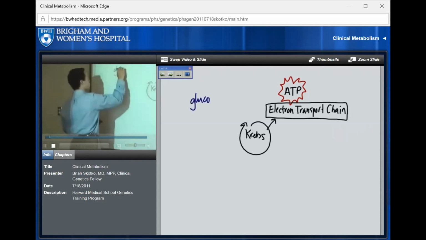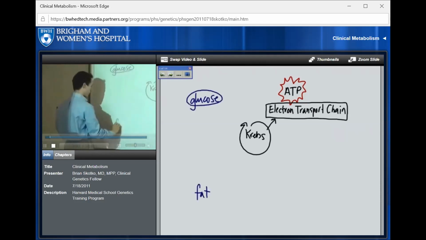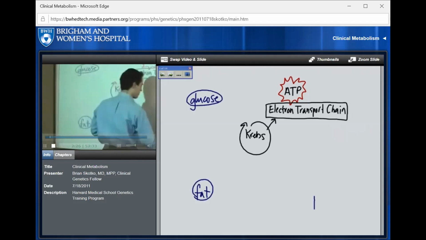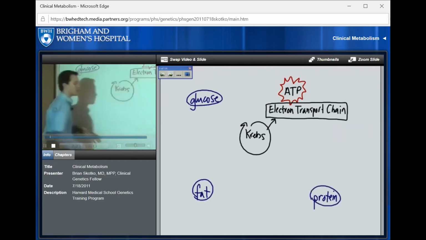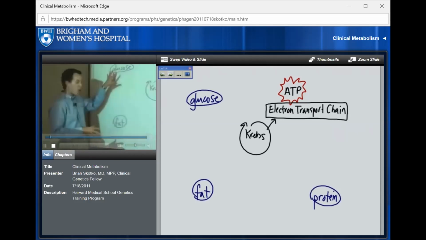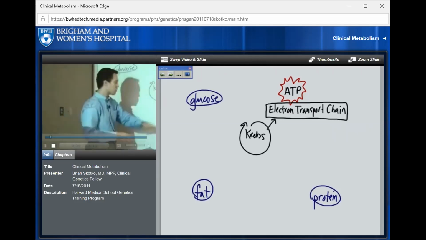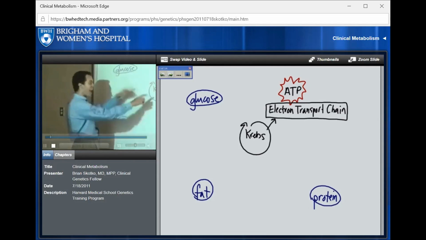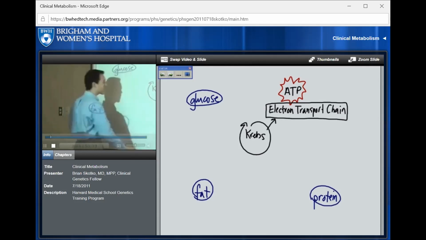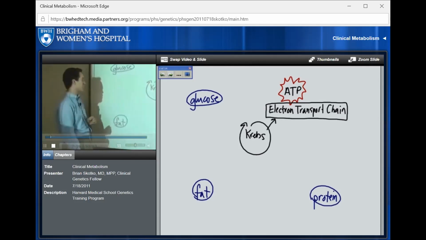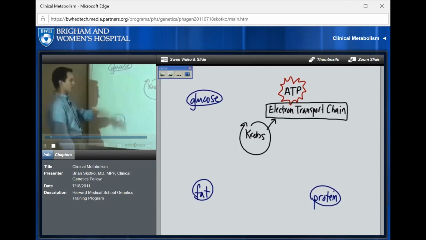One is glucose. Another is fat. We have a nice fatty steak. Another part is protein. So as we eat our different foods, it's composed of the basic carbs, again the fat, and again the protein. And all of those three components have to get to the Krebs cycle in order to generate ATP, in order to give the energy that all our cells need to function. So how do we get from each one of these steps to the Krebs cycle?